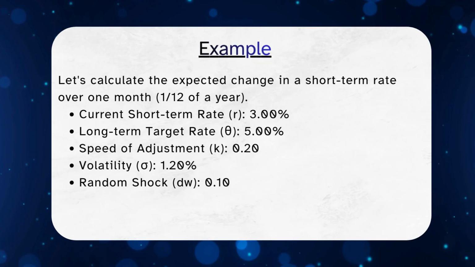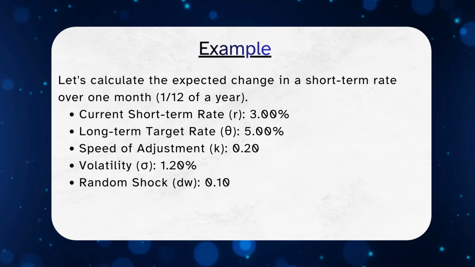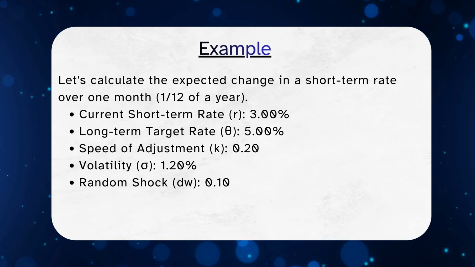Let's put this into practice with a monthly calculation. Imagine our current short-term rate is 3.00%, but we expect it to eventually settle at a long-term mean of 5.00%. We'll set our speed of adjustment at 0.20, a volatility factor of 1.20%, and a random market shock of 0.10.